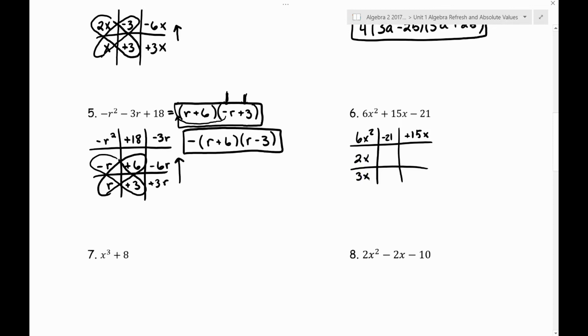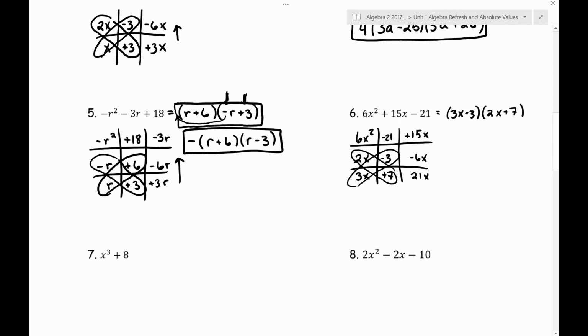So 21 could be 7 and 3. So let me do positive 7 here and negative 3 here, because that would give me positive 21x and negative 6x. Well, 21 minus 6 is 15. So I've got 3x minus 3 and 2x plus 7. So this would be 3x minus 3 and 2x plus 7.